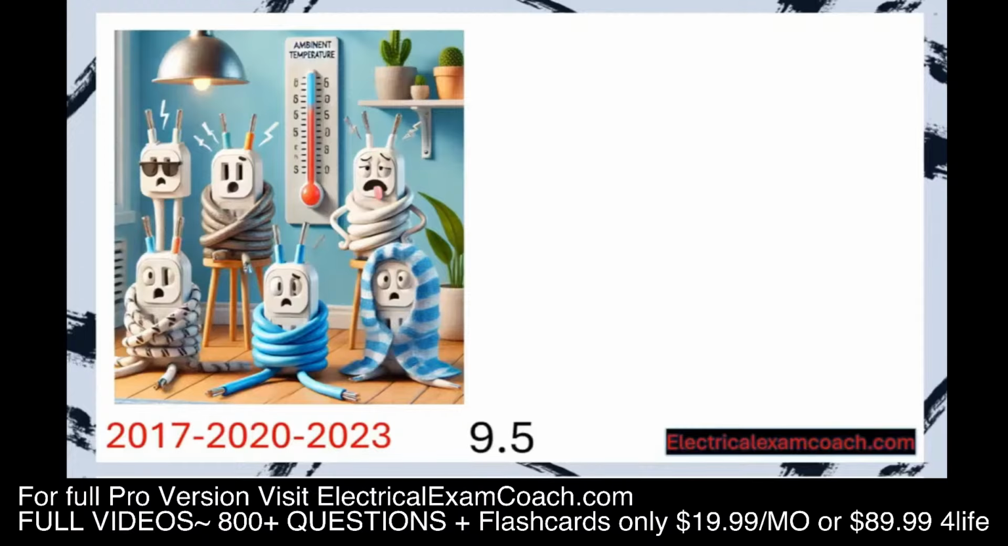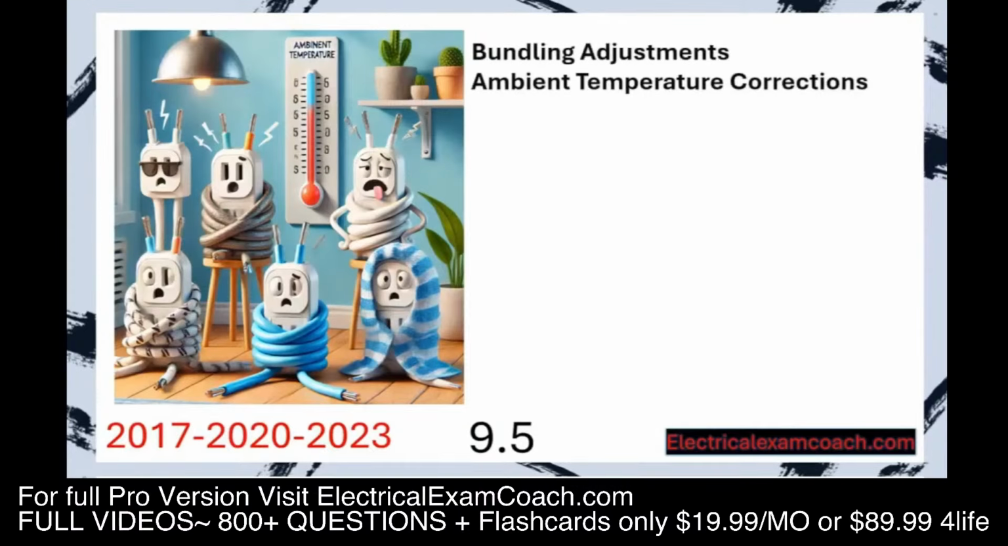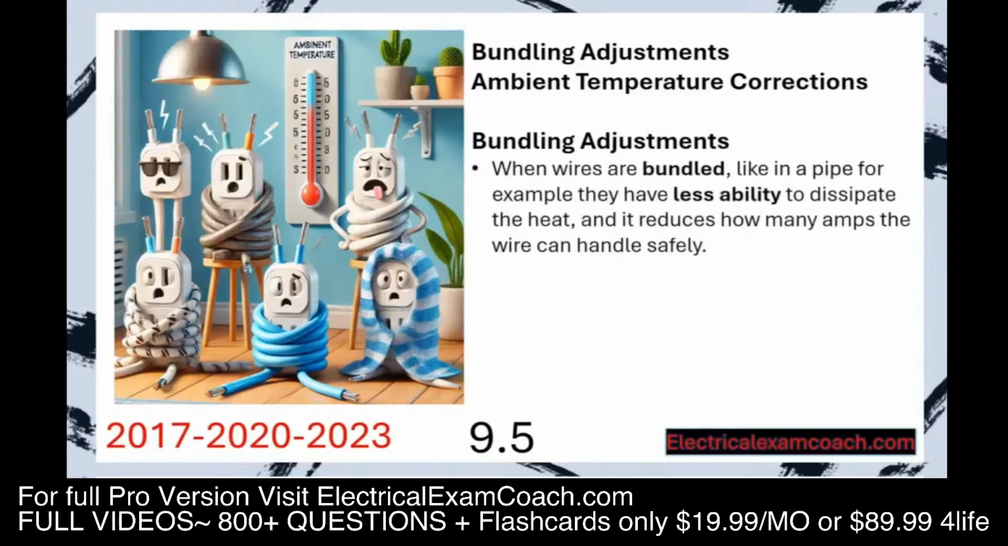And in this lesson, we're going to be learning about bundling adjustments and ambient temperature corrections. These are a subset of ampacity. And remember, ampacity is just how many amps the wire can handle safely under its conditions of use without exceeding its temperature rating. Bundling adjustments work like this.